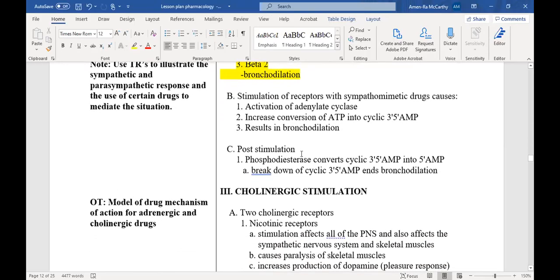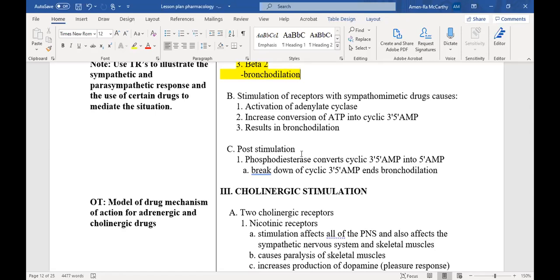All right. Now, how does this work? This is what happens here. Stimulation of the receptors with the sympathomimetic drugs. Remember, those are the drugs that mimic the sympathetic nervous system, also known as adrenergic drugs. These are the 3 things you have to know of what happens. How does the medicine get from my medicine cup to bronchodilation? Do I just breathe it in and all of a sudden I open up? No, there are some things that take place. It's in your book as well. It's a chain, a domino effect.